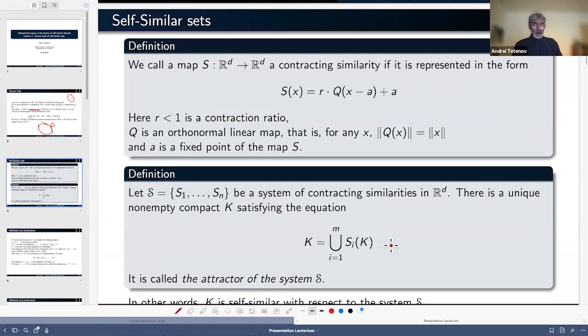Now we proceed to self-similar sets. Our main interest is to define the properties of the convex hull of a self-similar set. First, I will remind what contracting similarities are. Contracting similarities are written in the following form: S(x) = rQ(x − y) + a. Here, r is the contraction ratio, a positive number less than 1. Q is an orthonormal linear map, so it's a map which preserves the distances, and a is a fixed point of the map S.